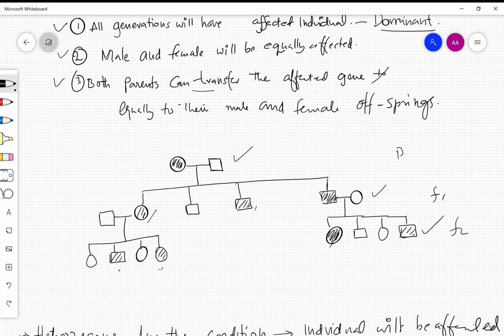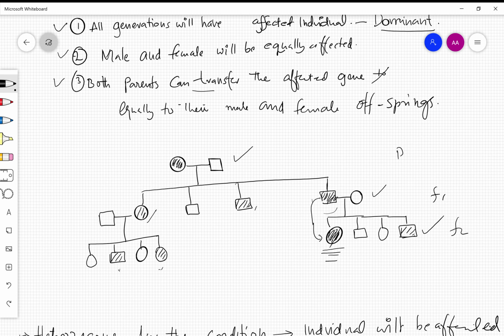Because in an X-linked dominant inheritance, the father will only be transferring the affected gene to females and not to males, because a male inherits the Y chromosome from the father, while the X chromosome in a female does come from the father. So in X-linked dominant inheritance, the father will only transfer the gene to females, and you will see in that generation females will only be affected.